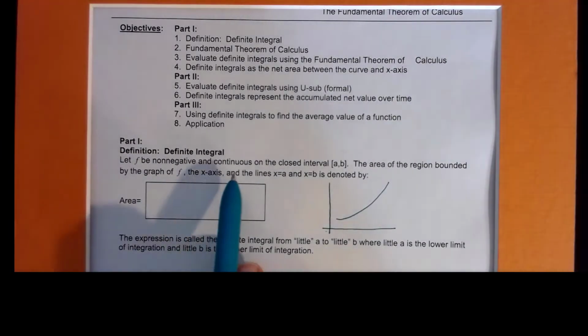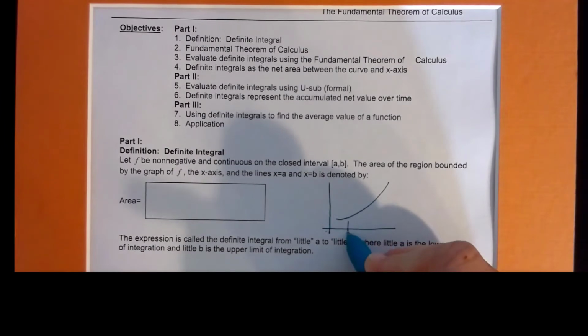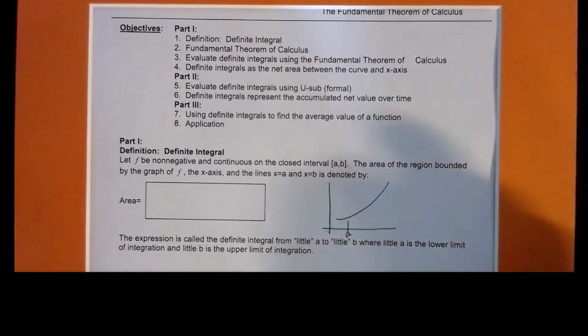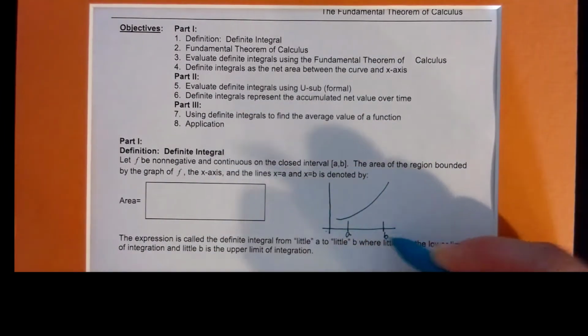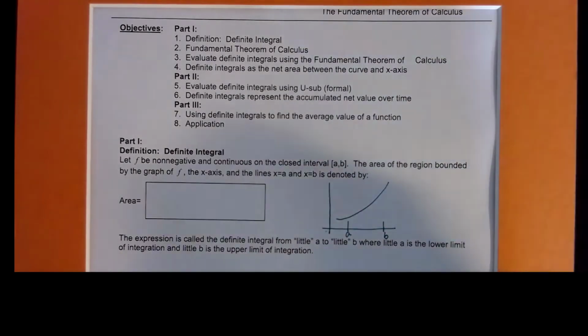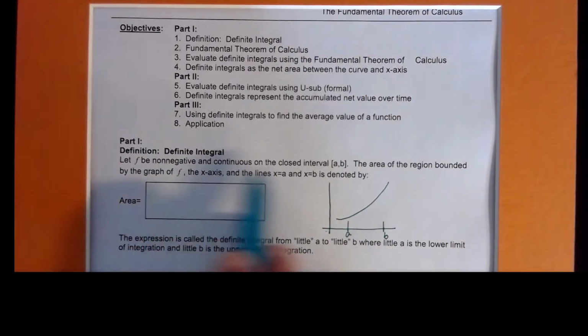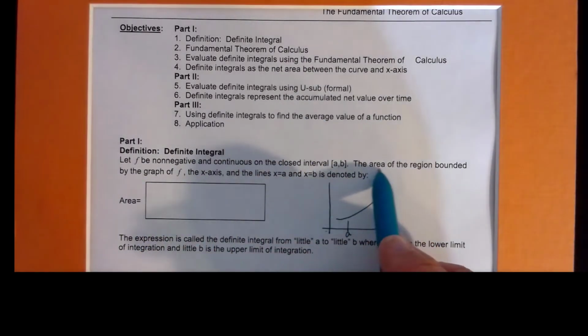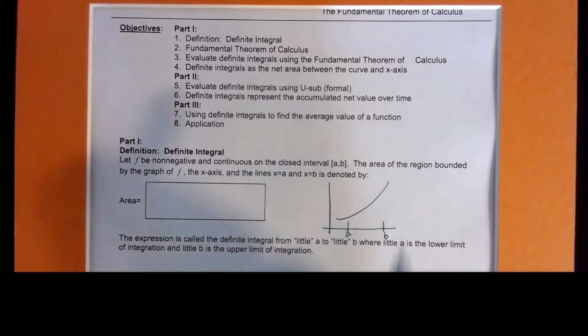And suppose it's continuous on a closed interval a to b. Well, a is typically referred to as our lower bound, and b typically referred to as our upper bound. And you'll also hear these called little a and little b occasionally. So it's defining the area of the region. Now, in geometry, we know we couldn't have negative area, and that's also the case here.